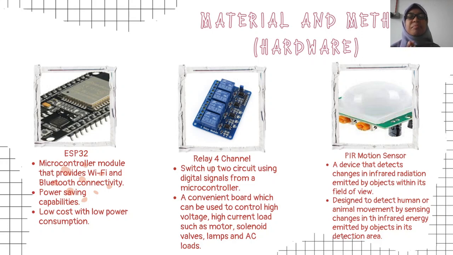Okay, the passive infrared sensor is a device that detects changes in infrared radiation emitted by objects within its field of view. It is designed to detect human or animal movement by sensing changes in the infrared energy emitted by objects in its detection area.